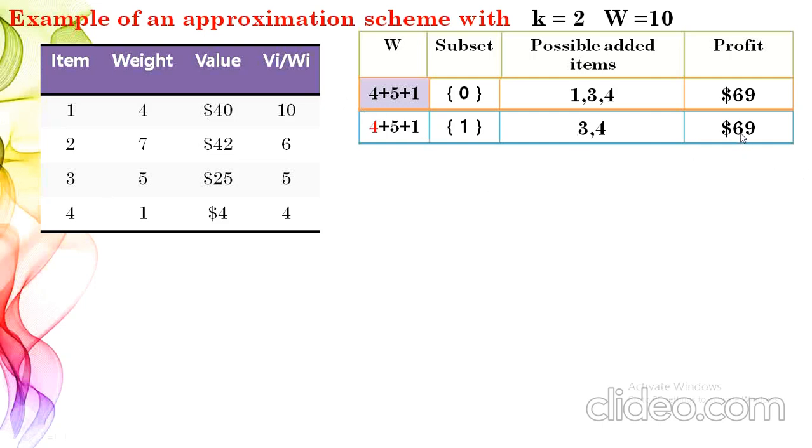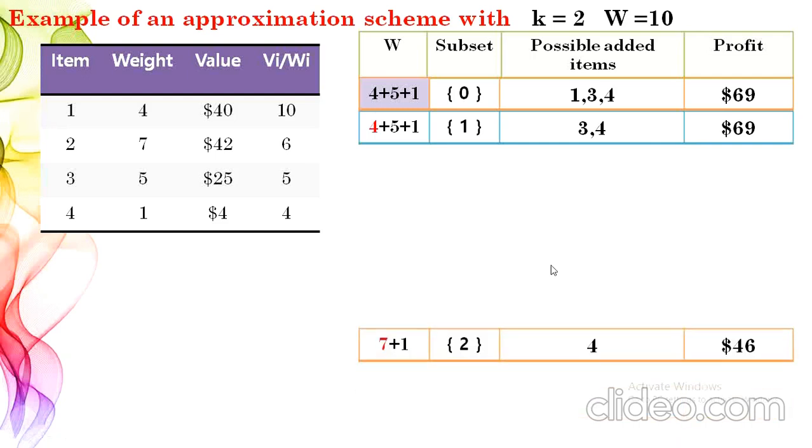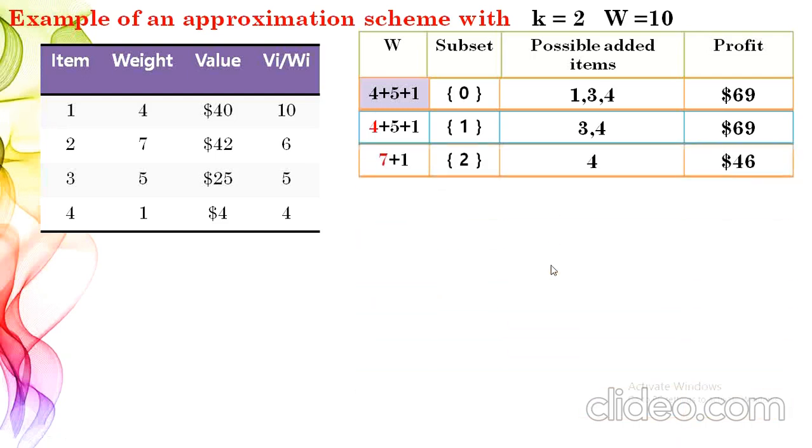And profit is 69. 69 in the sense 40 plus 25 plus 4. In the next step, what I have to do is, I have to imagine if my knapsack is holding second item, the weight associated with second item is 7. So what are the possible items can I add? I can add only 4, because remaining items, that is item 1 and item 3, if I add item 1 and item 3, the knapsack capacity will be exceeded. So I can add only item 4. The profit of this combination is 46.